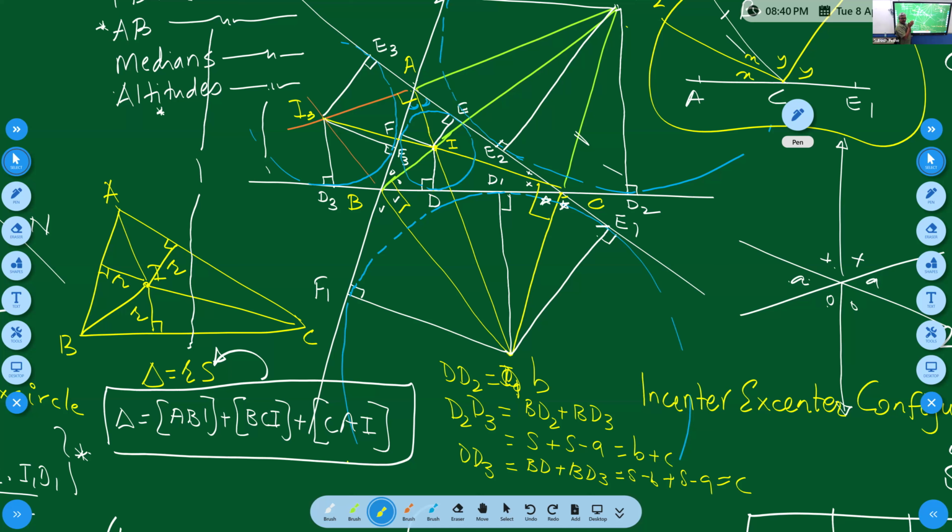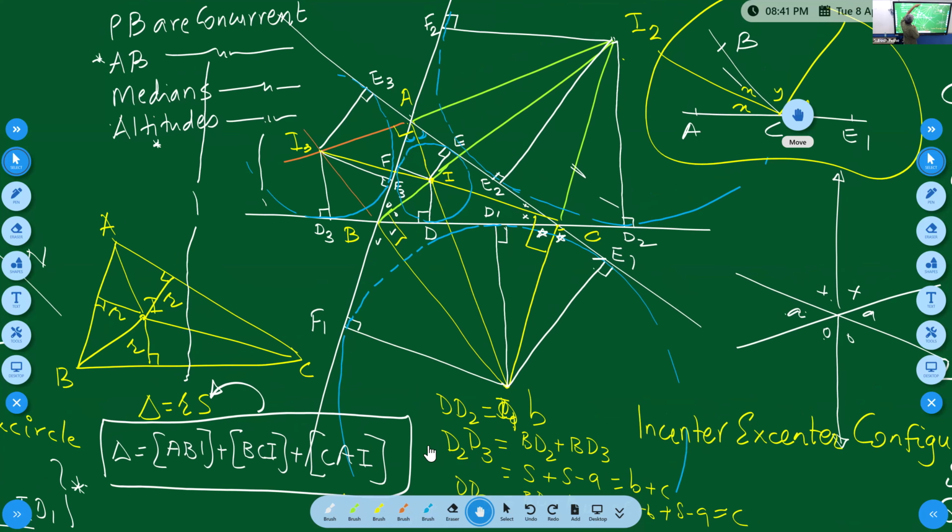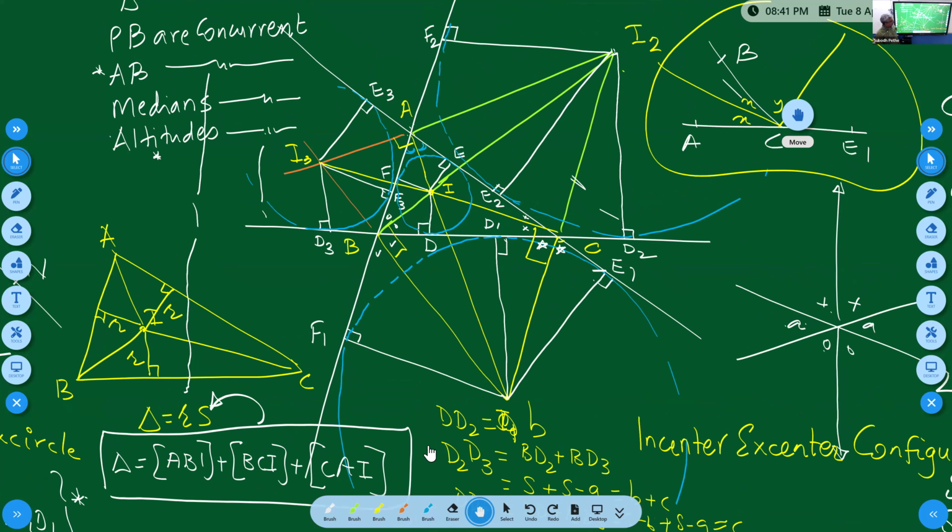Now this has applications. I mean, when you learn constructing triangles, there is one specific construction where unless you know these distances, you cannot solve that construction. So I mean this is interesting. So if D2D3 is B plus C, those two vertices which are on that segment, then E1E3 is A plus C. And F1F2 is A plus B. F1F3 is A minus B.